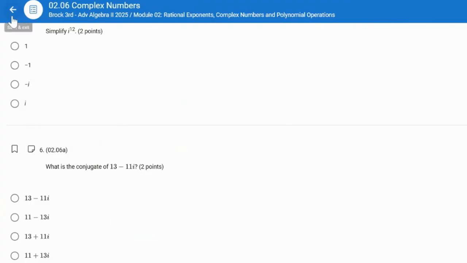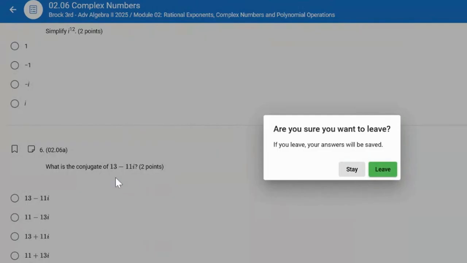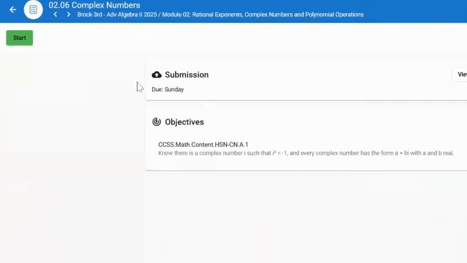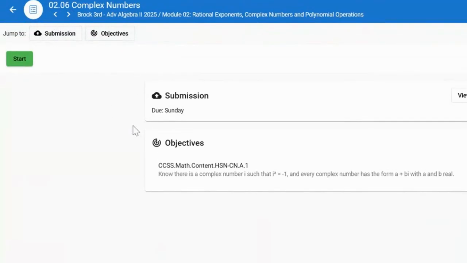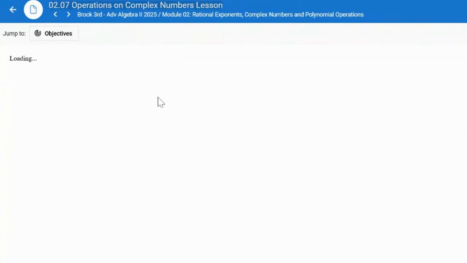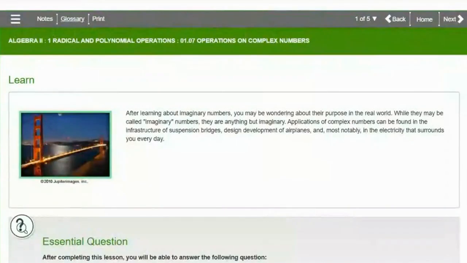All right, don't make that more difficult. It's a very simple thing to find the conjugate. Don't make that difficult. All right, let's look at 2.07, doing operations on complex numbers.